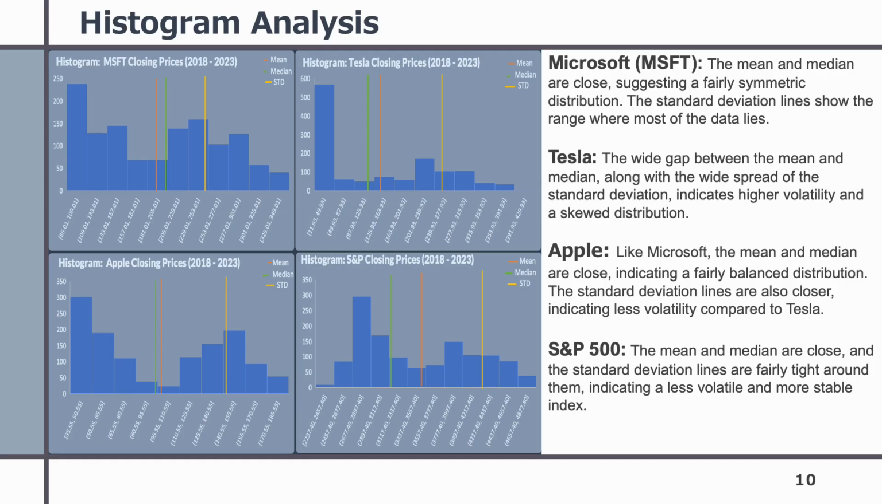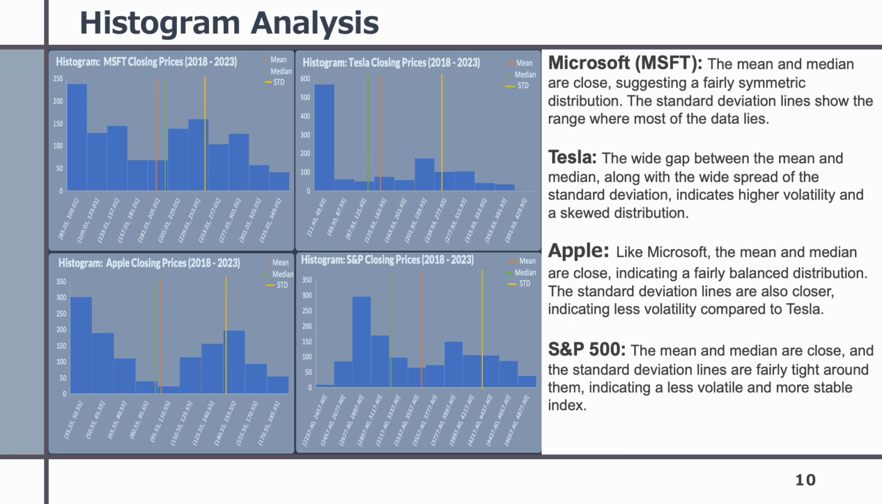I've got a beautiful histogram here with the mean, median, and STD inside the histogram to be able to get a clear visualization of the analysis. Looking at Microsoft, the mean and the median are close, suggesting a fairly symmetric distribution. The STD lines show the range where most of the data lies. Tesla, the wide gap between the mean and the median, along with the wide spread of the STD, indicates higher volatility and a skewed distribution.